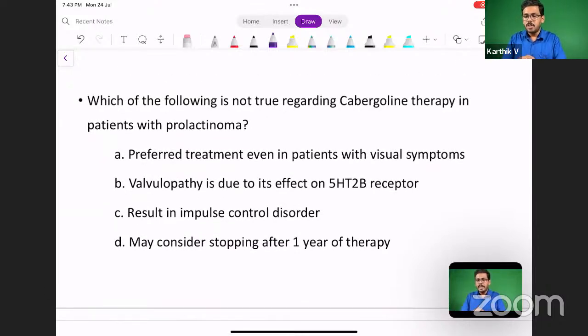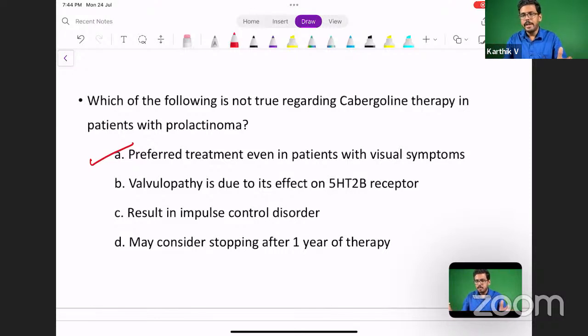Now, which of the following is not true regarding cabergoline therapy in a patient with prolactinoma? Preferred treatment even in patients with visual symptoms. That is a correct statement. This is the only pituitary tumor variant where even in a patient who is having mass effect in the form of visual symptoms, you would try medical therapy upfront, because the pituitary adenoma, which is prolactinoma, expresses a lot of D2 receptors, dopamine 2 receptors, and stimulation of these dopamine receptors would cause a reduction in the tumor size and normalization of prolactin. So rather than going for surgery, cabergoline would be the preferred treatment in such a situation.